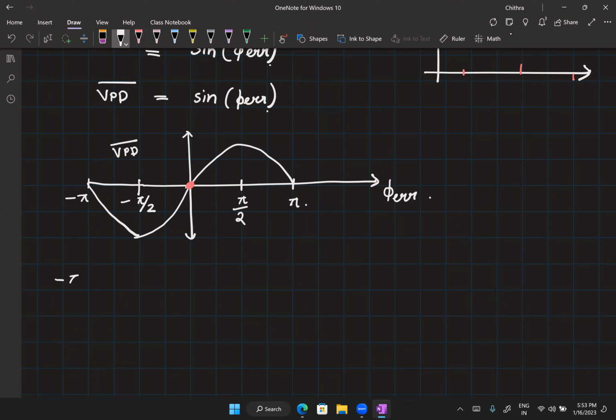So we can operate between minus pi by 2 to plus pi by 2. Now, this region is monotonic. So from minus pi by 2 to plus pi by 2, which means you now have a range of pi, which is same as the multiplier based PD. Is it linear? This is not linear.